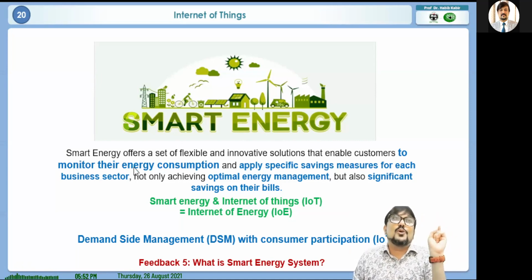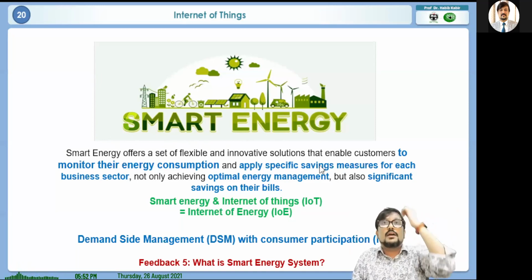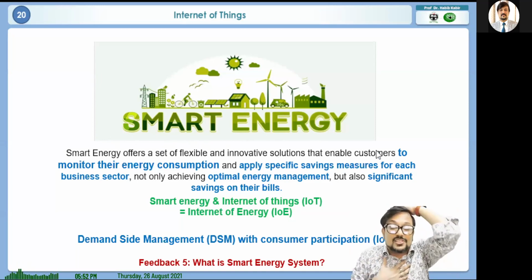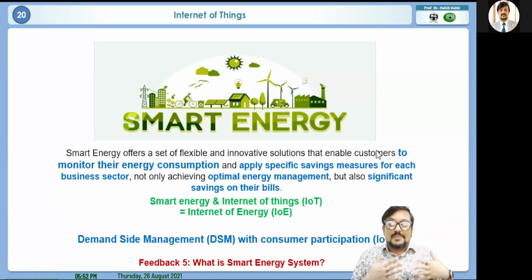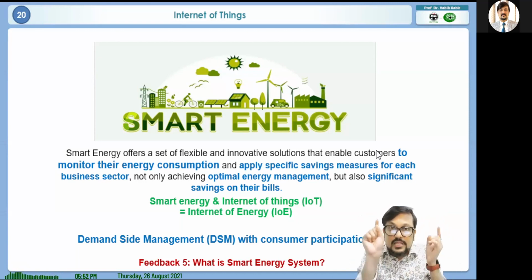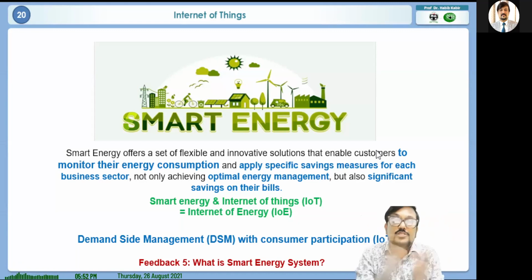They have the brain. Smart energy offers a set of flexible and innovative solutions that enable the customer, and just think, we are the customer. The customers are not electrical engineers. So the customer can monitor their energy consumption, because we are paying. Your father is paying, my father, I am paying for the electricity. So I know what I am paying. The electron will tell me, yes, I was consumed by you, pay for me. Nowadays we don't know like that.